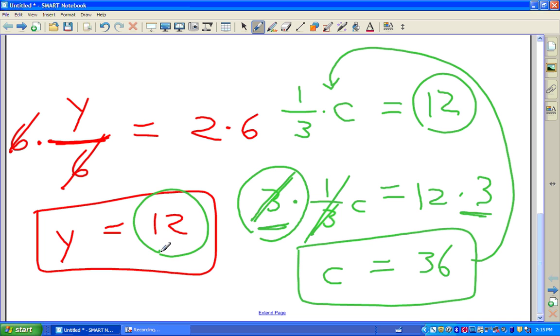Over here, try this 12. If I plug in 12 for y up here, 12 divided by 6 is 2. Well, that's what I originally had. Okay, so it does work. That's how you solve those simple equations.